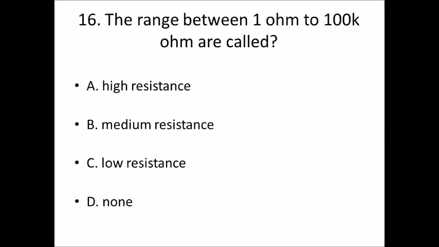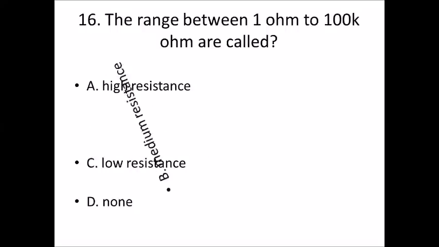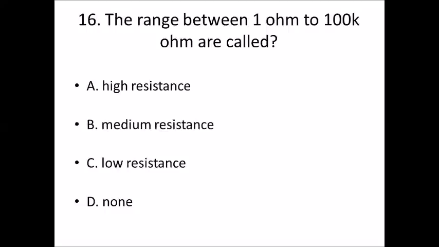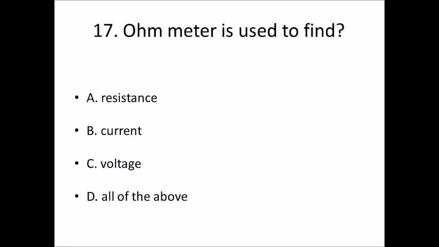16th bit. The range between 1 ohm to 100k ohms is called. Option A, high resistance. Option B, medium resistance. Option C, low resistance. Option D, none. Answer guess cheyandi. Answer వచ్చేసి option B, medium resistance.